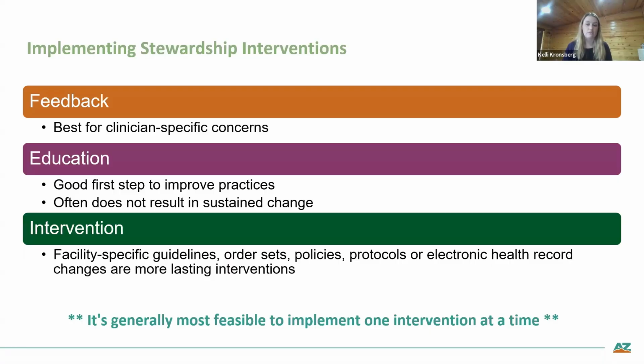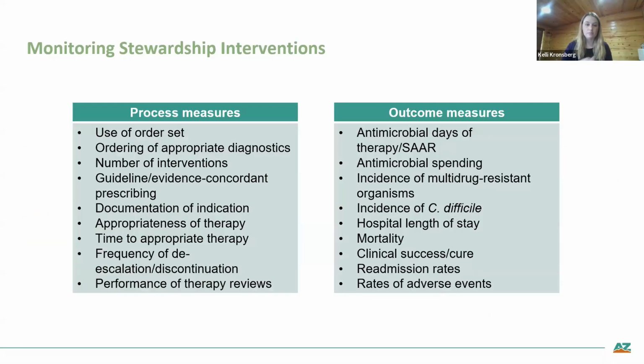So this might be something like facility-specific guidelines, order sets, policies, protocols, or EHR changes. And these tend to be more lasting. Of course, nothing's going to be perfect. Everything can be overridden, but there are a few different categories to consider. And if this is something that the facility is starting out with, I would really encourage just one intervention at a time to keep it feasible and allow focus on that change.